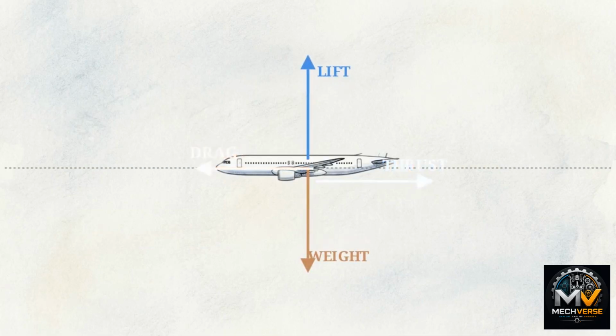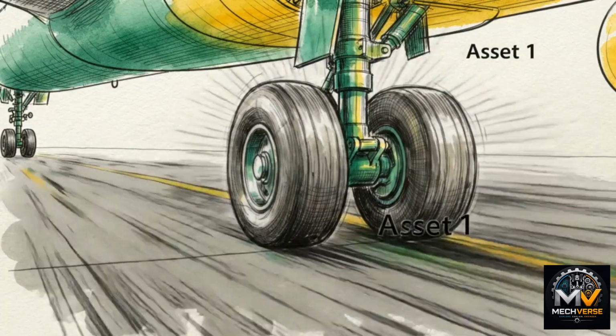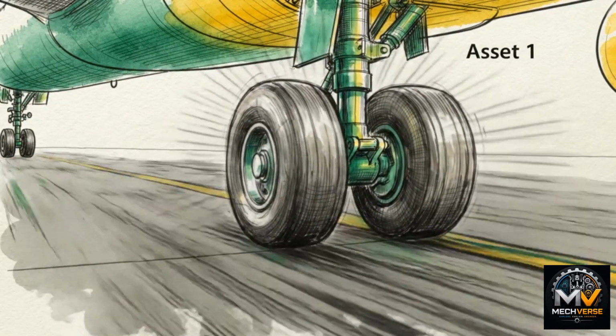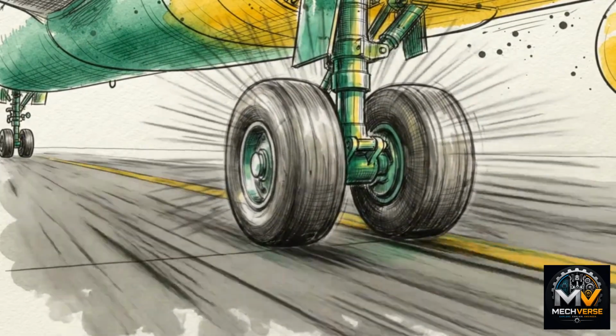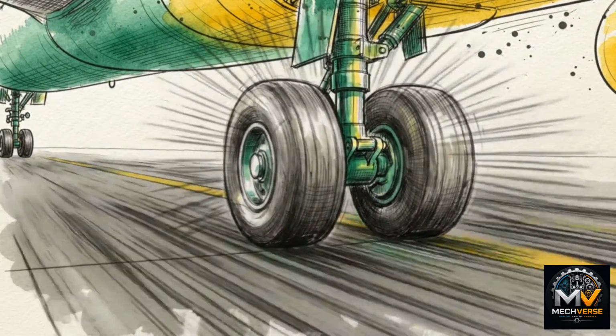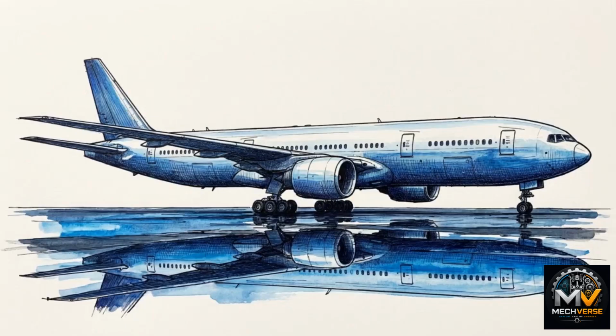On the horizontal axis, engine thrust provides the energy to overcome aerodynamic drag. Vertically, upward lift from the wings must exceed the downward pull of the plane's weight. The process begins when the engines throttle up. The aircraft accelerates rapidly down the runway, gaining the speed necessary to wake up the wing's aerodynamics. This forward motion is the prerequisite for flight. Without high-speed airflow over the wing surfaces, the aircraft remains anchored to the pavement.